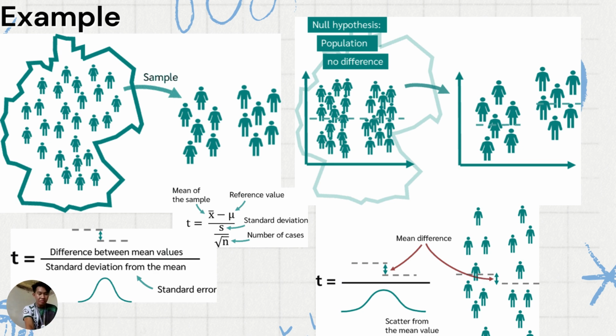Example for the t-test: the difference between the mean value and the standard deviation from the mean, the standard error. So the mean of the sample, x.